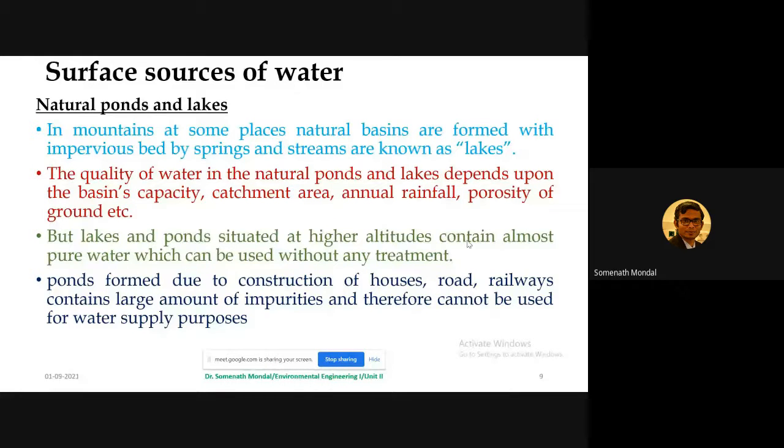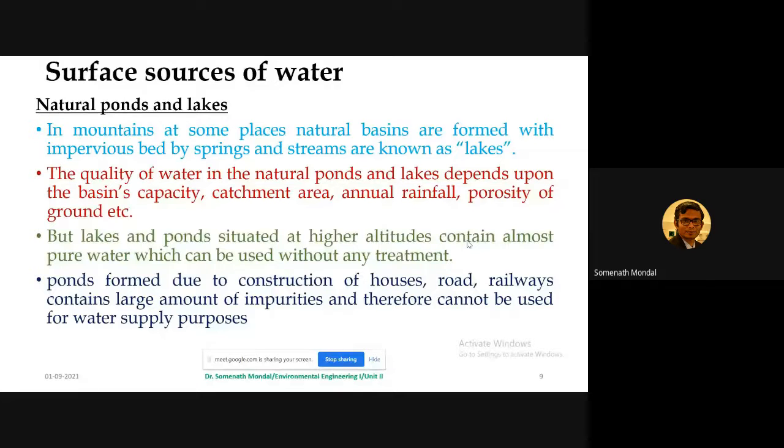So the natural ponds and lakes, basically, if you see in mountains, at some places, natural basins are formed with an impervious bed by springs and streams, and that is known as a lake. Now, it is not that a lake always has to be situated in the mountains. In any area, because of the depressions in the lithosphere, we can have such kinds of lakes.